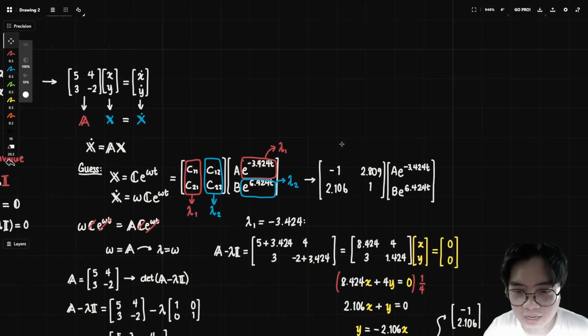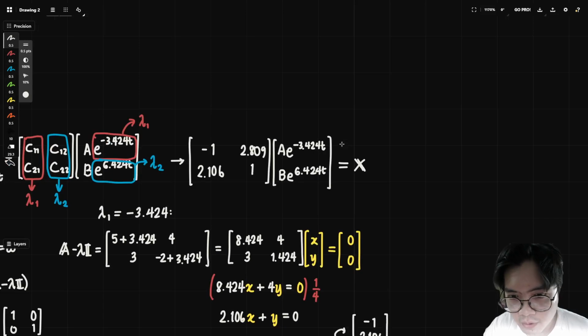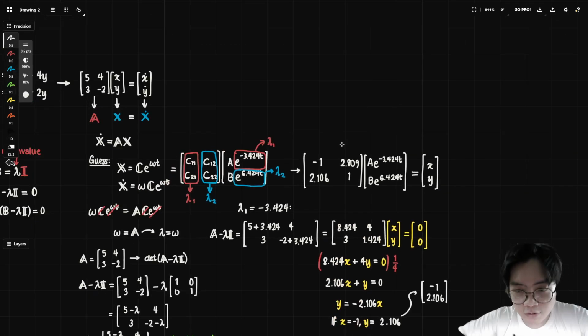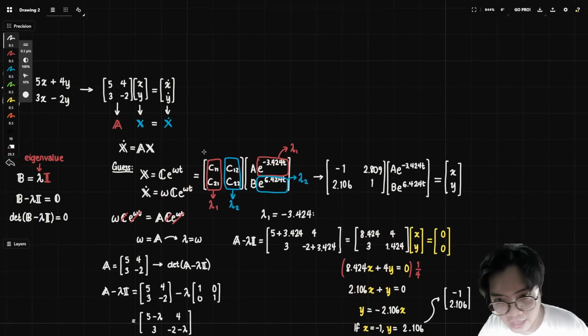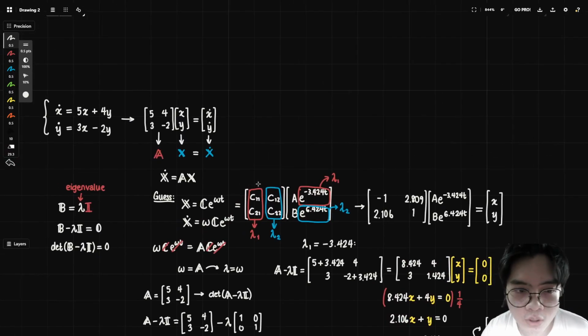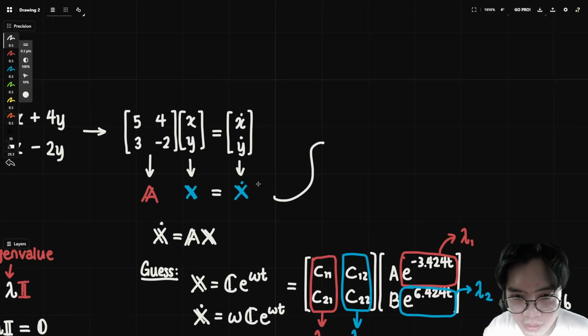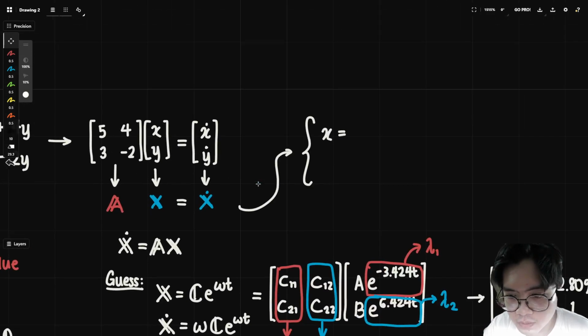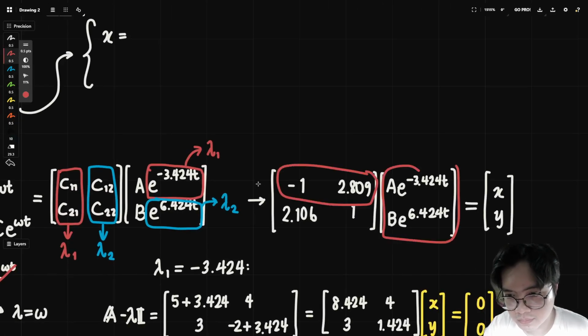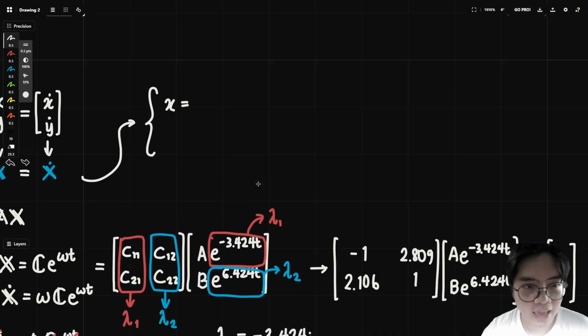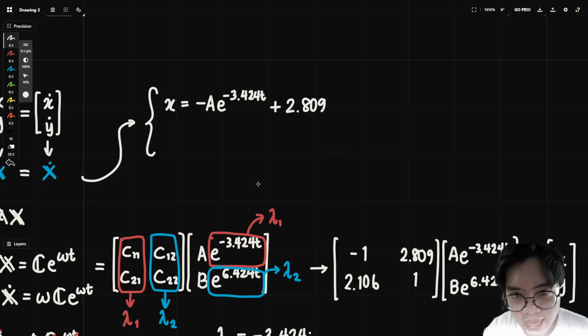Now, our answer here, you can just read as x, right? If you remember what is x in here, that should be x and y. Now, we have completely demystified or decoupled yung relationship ng x at ng y. Ang ginawa lang natin is that we are now going to turn our values of x and y all in terms of time, right? X is going to be equal to this one, right? And then, yung y natin is like this, right? So, this will be x is equal to negative a e negative 3.424t plus 2.809b e raised to 6.424t.